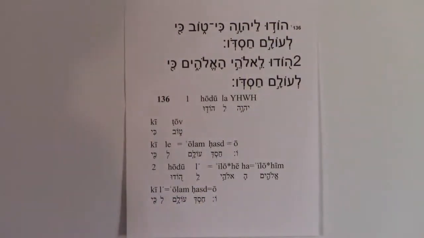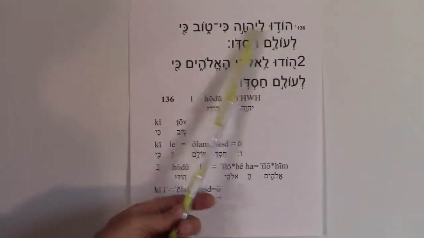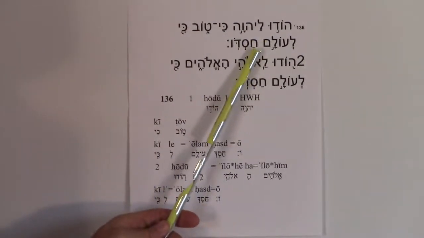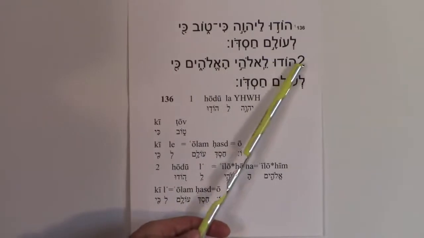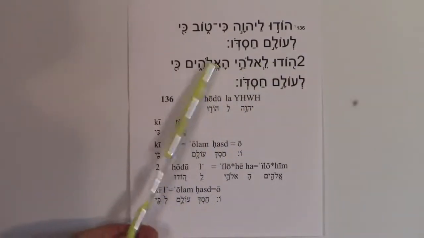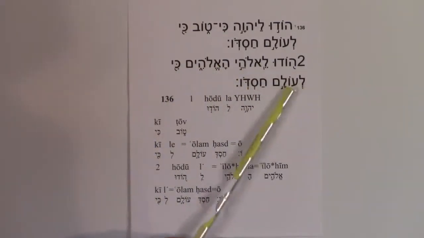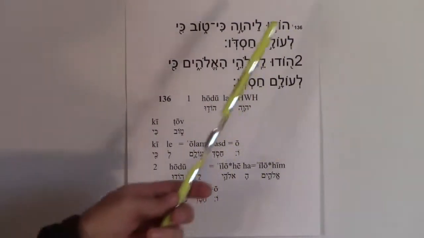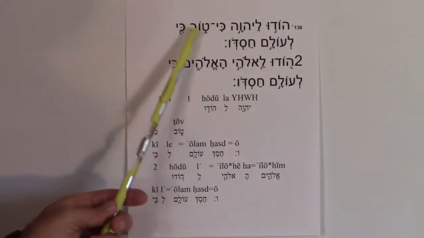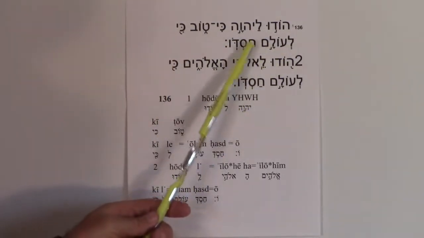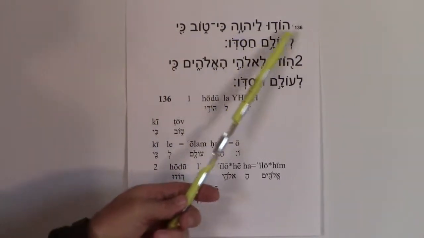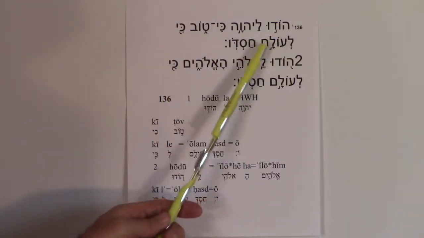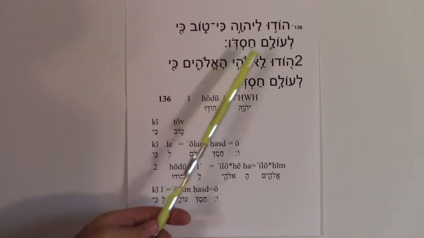One of the ones that we really like is Hodu la Adonai ki tov ki leolam hasto. Hodu la Elohei ha-Elohim ki leolam hasto. And so what you have in the song is more like Hodu la Adonai ki tov ki leolam hasto. Hodu la Adonai ki tov ki leolam hasto.